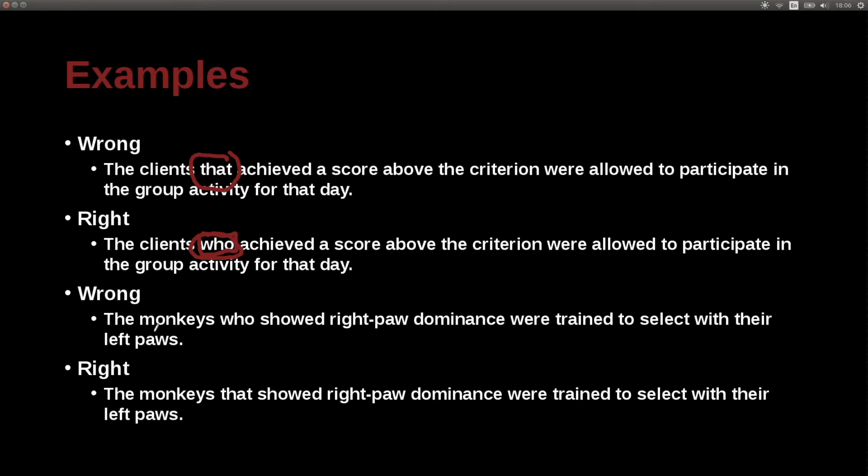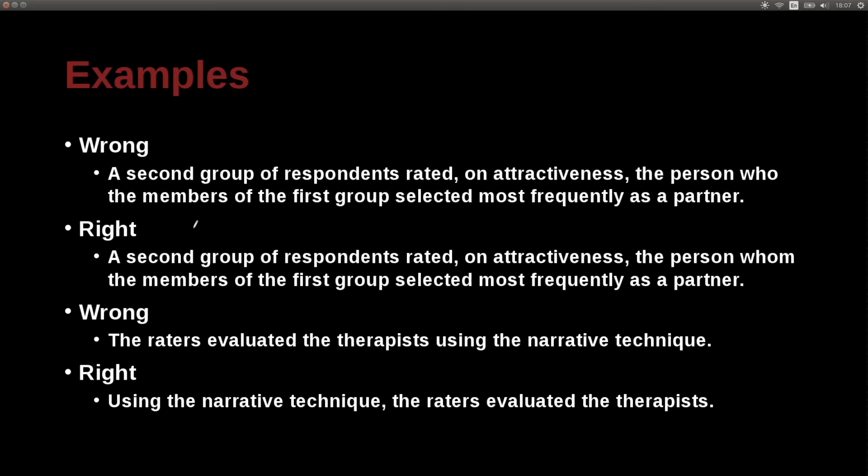Rather than things. The monkeys who showed right paw dominance were trained to select with their left paws. So here we have the same case, same idea, only reverse this time. The monkeys that showed right paw dominance were trained to select their left paws. So, the exact opposite case. They're monkeys, so they cannot be who, because monkeys are not who, they're not people. It has to be that, because they are not people.